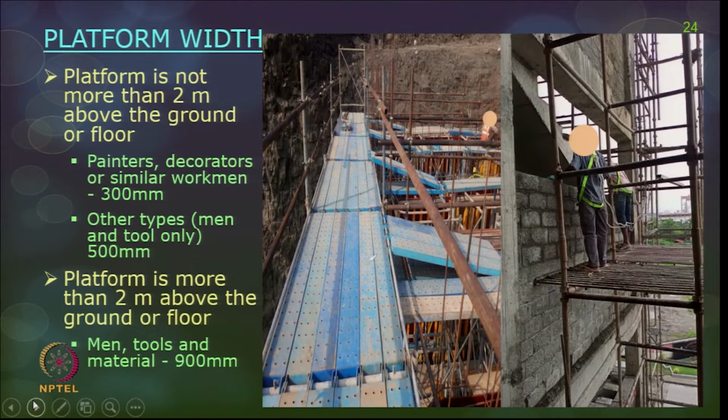If the platform height is more than 2 meters above the ground or from the floor from where material is lifted and supplied, then you can have a standard platform width of 500 mm. You can also have access ways or ramp ways like this for usage, and this is also a bad working platform for usage. And the workers have not used proper PPE in this particular picture.